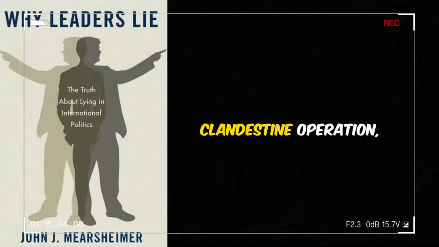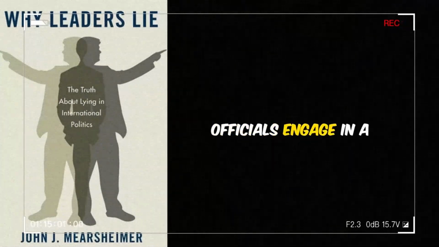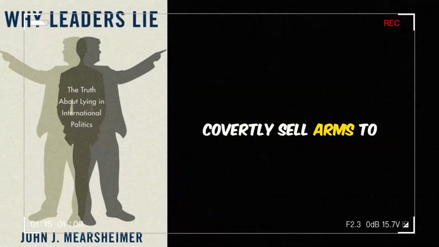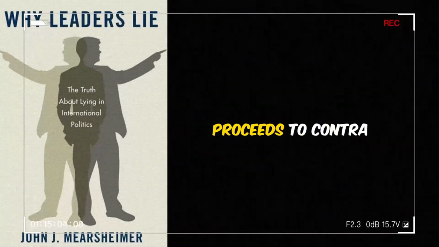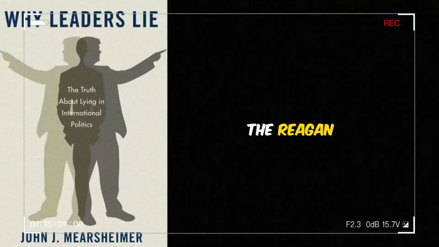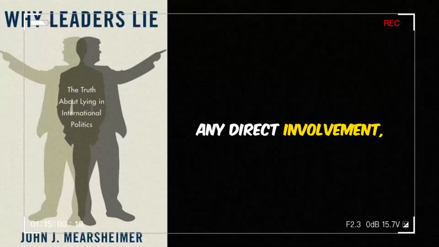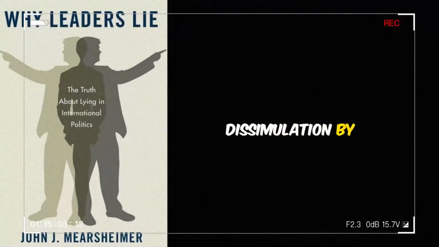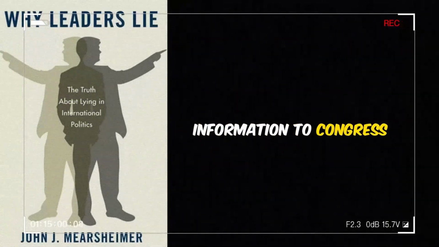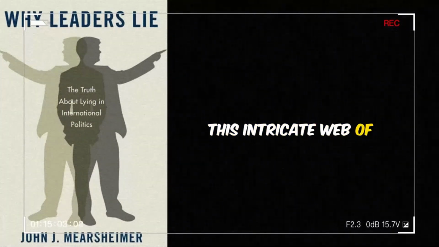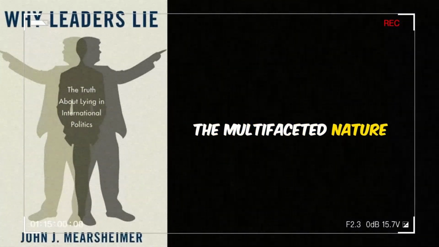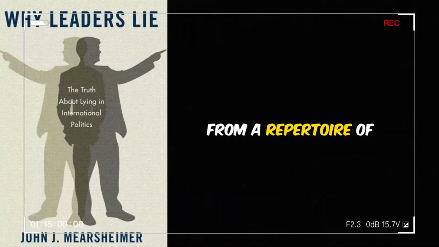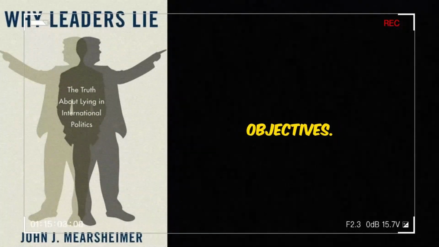As an illustrative example, consider the historical narrative of the Iran-Contra affair in the 1980s. In this complex and clandestine operation, U.S. officials engaged in a combination of denial, deception, and dissimulation to covertly sell arms to Iran and funnel the proceeds to Contra rebels in Nicaragua. The Reagan administration denied any direct involvement, employed deception by secretly selling arms to Iran, and employed dissimulation by manipulating the flow of information to Congress and the public. This intricate web of deception underscores the multifaceted nature of lying in international politics, where leaders strategically choose from a repertoire of dishonest tactics to achieve their objectives.